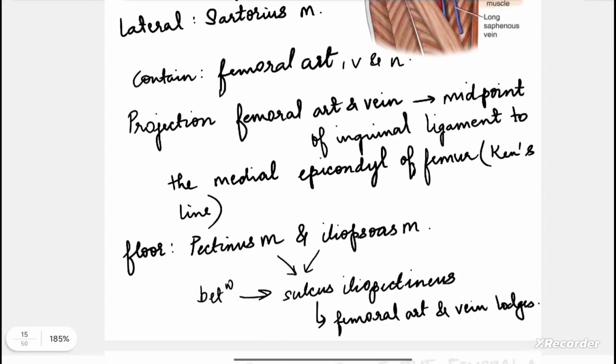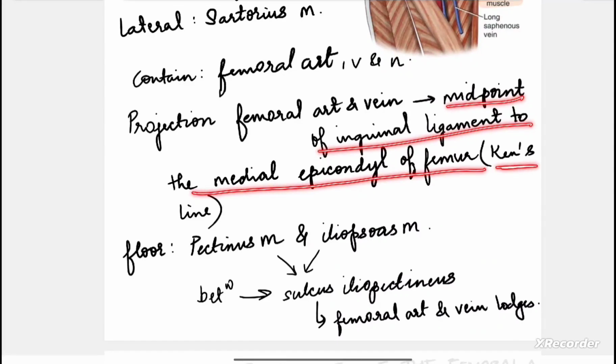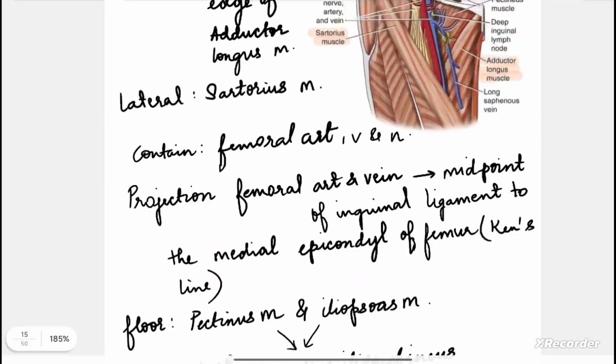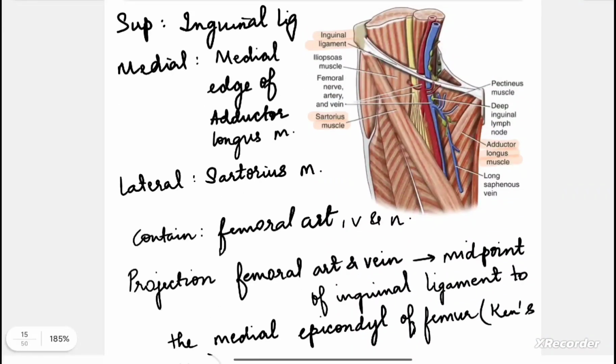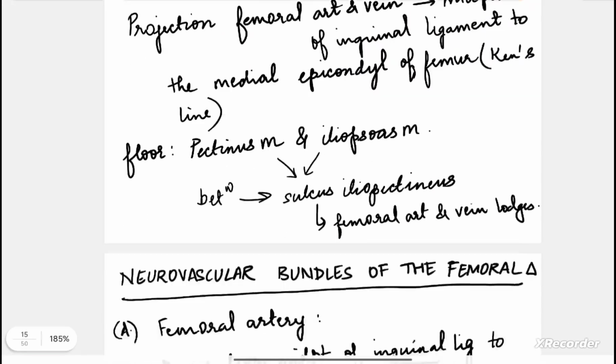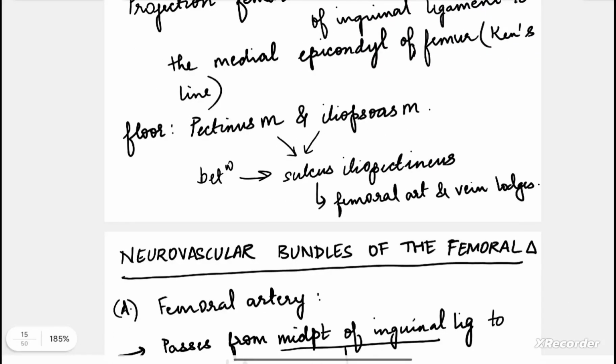Now, the projection of the femoral artery and vein is from the midpoint of the inguinal ligament to the medial epicondyle of the femur, which is also called Keen's line. The floor of this triangle is formed by the pectineus muscle and iliopsoas muscle. Between these, there is the sulcus iliopectineus, where the femoral artery and vein lodge.